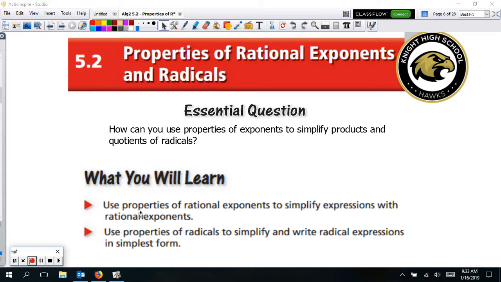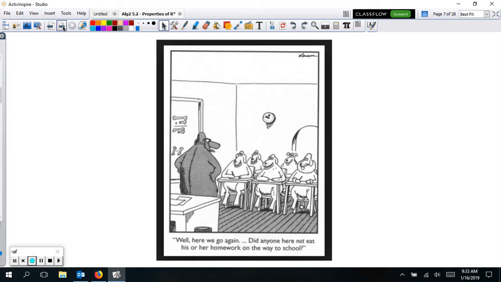We're going to be using the properties, as we talked about before in class, with both the exponents and the radicals. Before we do that, let's just look at a little cartoon.